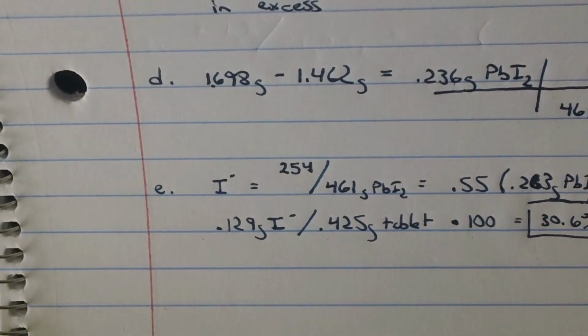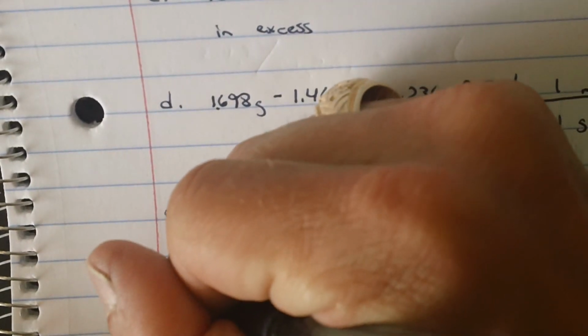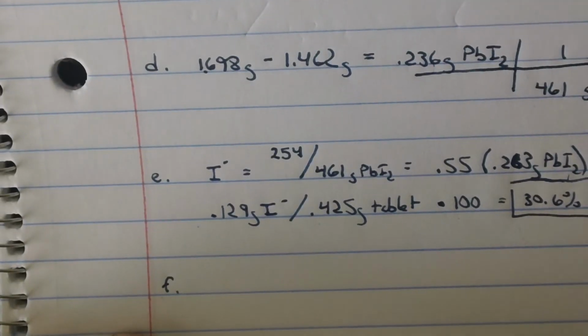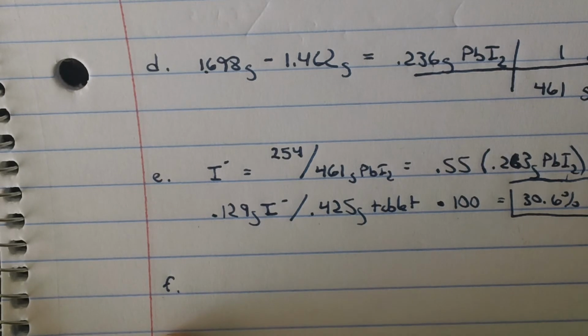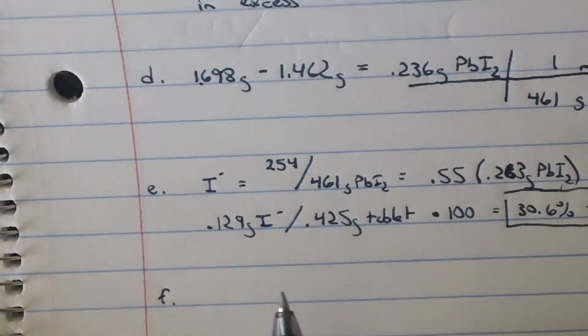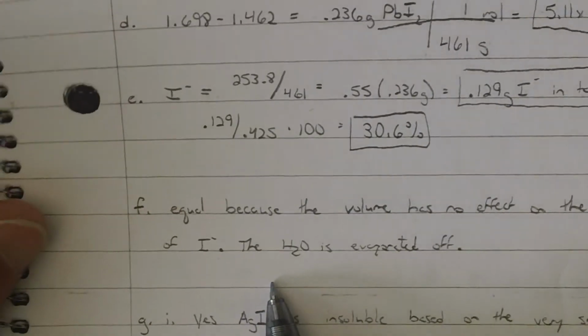Good. Part F says in another trial, this is kind of conceptual. I've got 2 minutes, so we're going to fly through this. In part F, it says in another trial a student dissolves 55 milliliters of water instead of 50 mils of water. Predict whether the determined mass percent of iodide will be greater than, less than, or equal to. The answer to F is equal to. It's equal because the volume has no effect on the number of moles of iodide. The water's just going to evaporate off anyway.